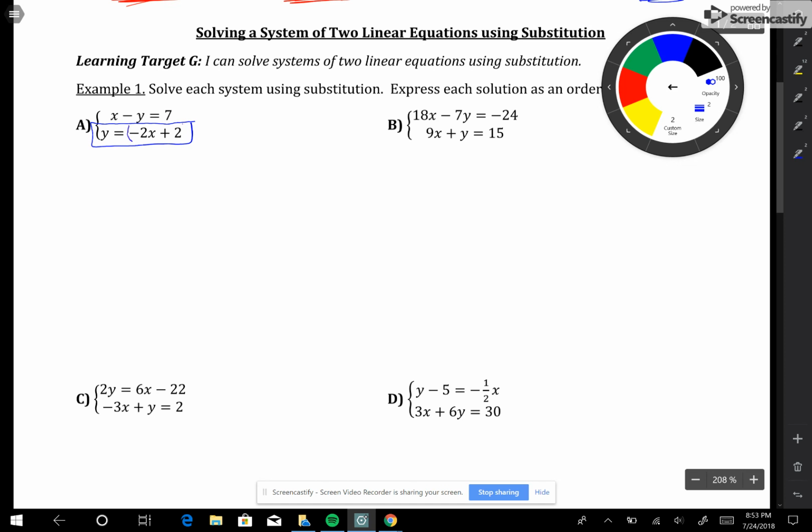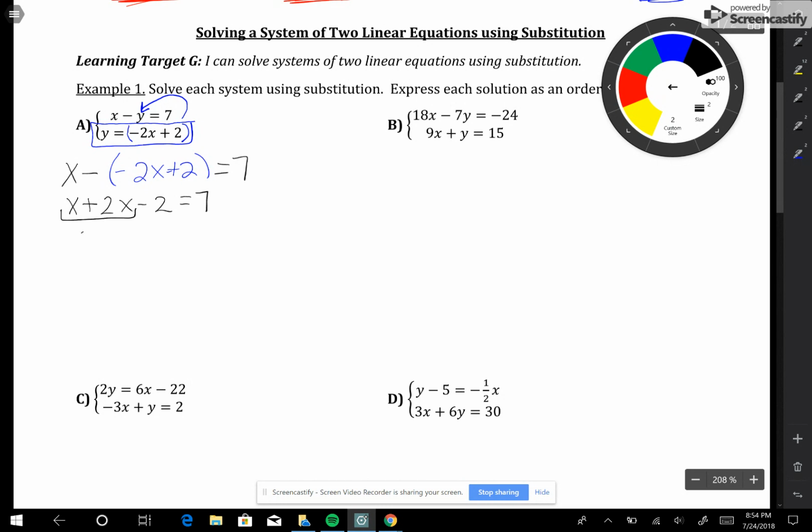We take this negative 2x plus 2. Because it's equal to y, I can take that and substitute it in for y in the other equation. Now, just like if I were to have a substitute teacher, that teacher would take the place of me. So this expression takes the place of that y, which means my equation now only has one variable in it, x, and I can solve. First, I'm going to distribute that negative sign. So I have x plus 2x minus 2.